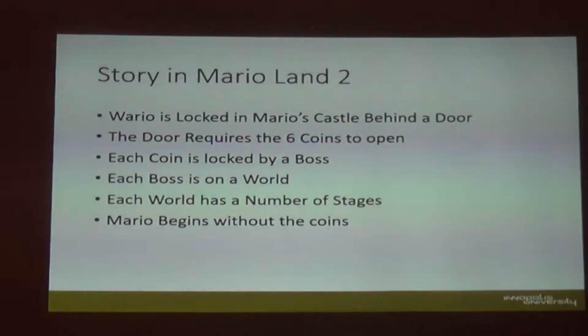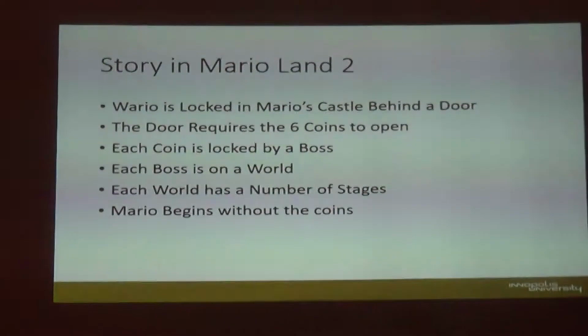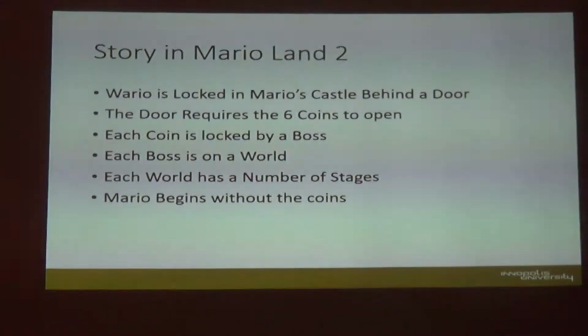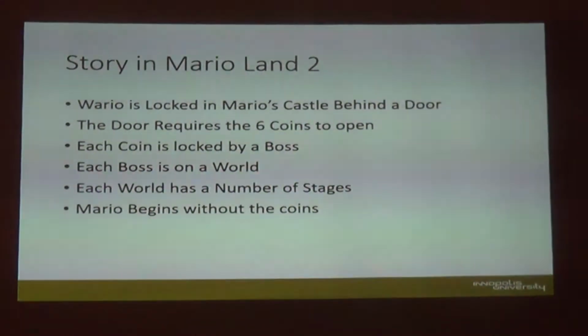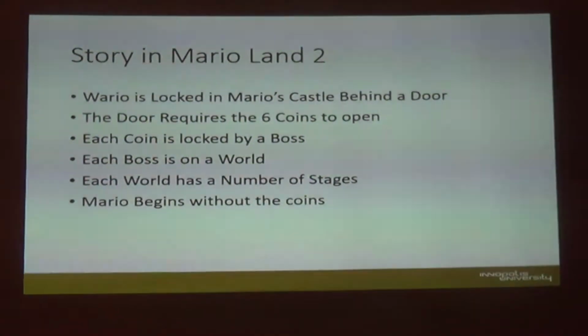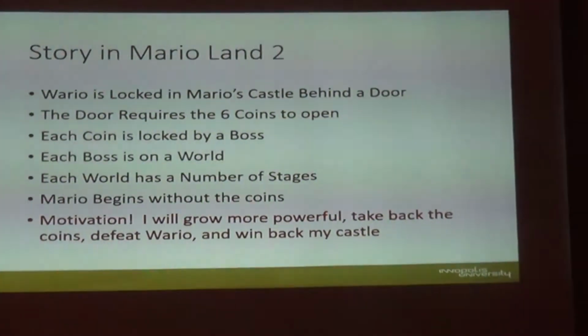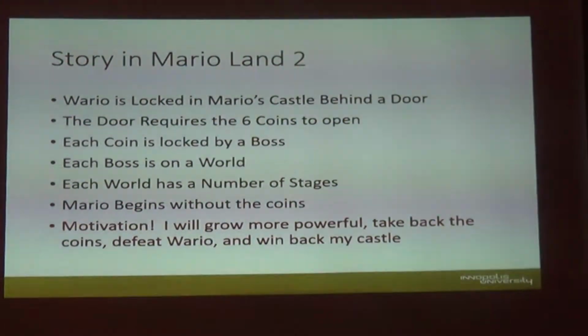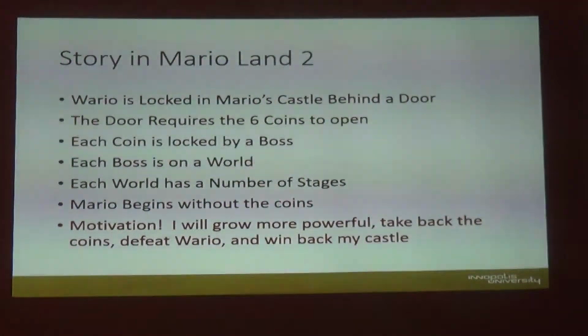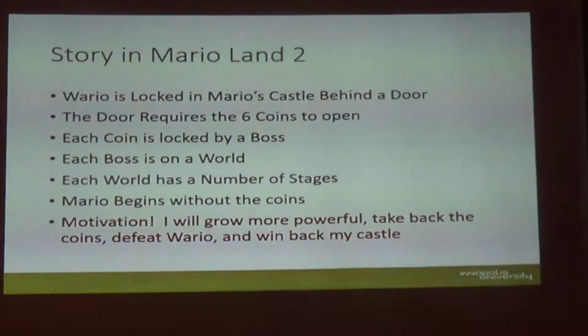So I start with Mario wants his castle back. That's the achievable at the end of the day, and I'm moving my story back through there, and now I have to go this way. How does Mario get to it? Motivation. I will grow more powerful, take back the coins, defeat Wario, win back my castle. So now I have Mario's motivation.